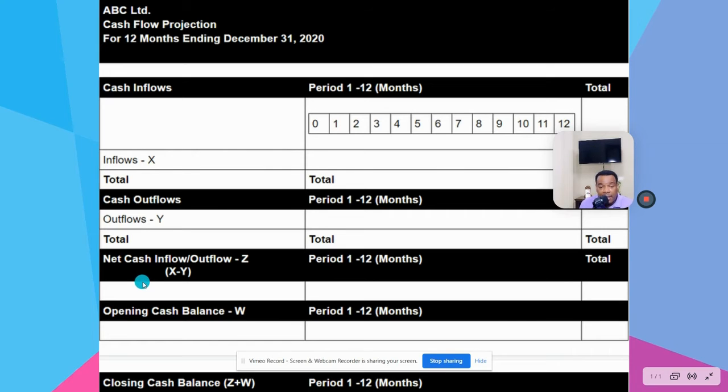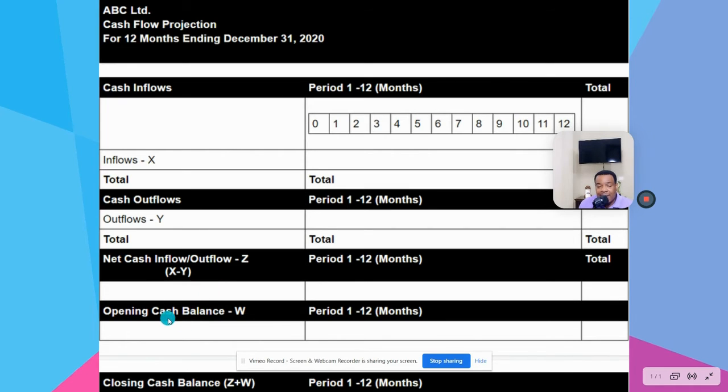The net cash inflow outflow is the next section, and that is represented or tagged as Z. And simply put, it is the total or the sum total of my cash inflows offset against the sum total of my cash outflows. And see, I have a simple formula here. It's X minus Y. Total inflows minus my total outflows to give you my net cash inflow outflow.